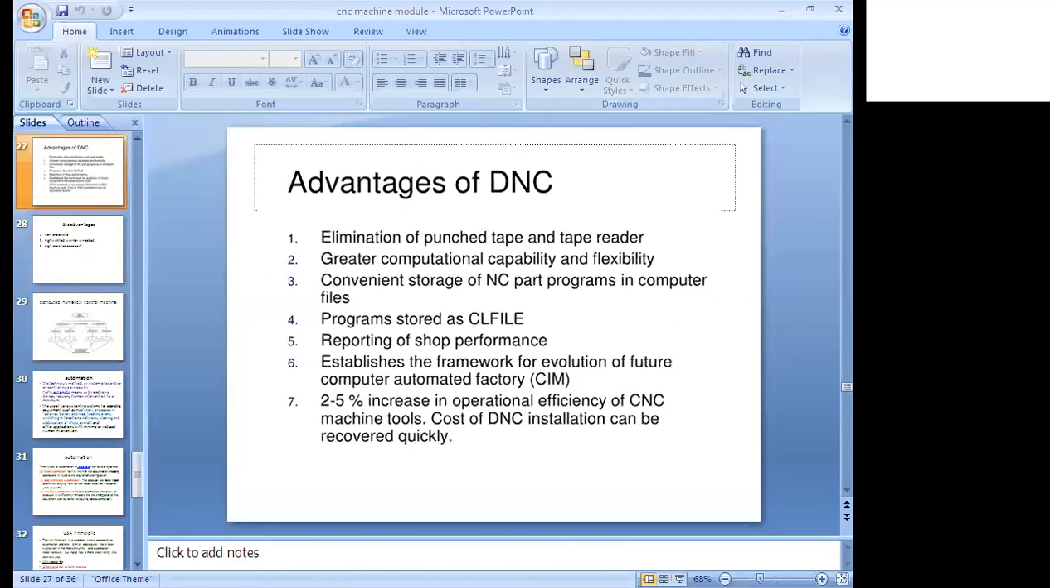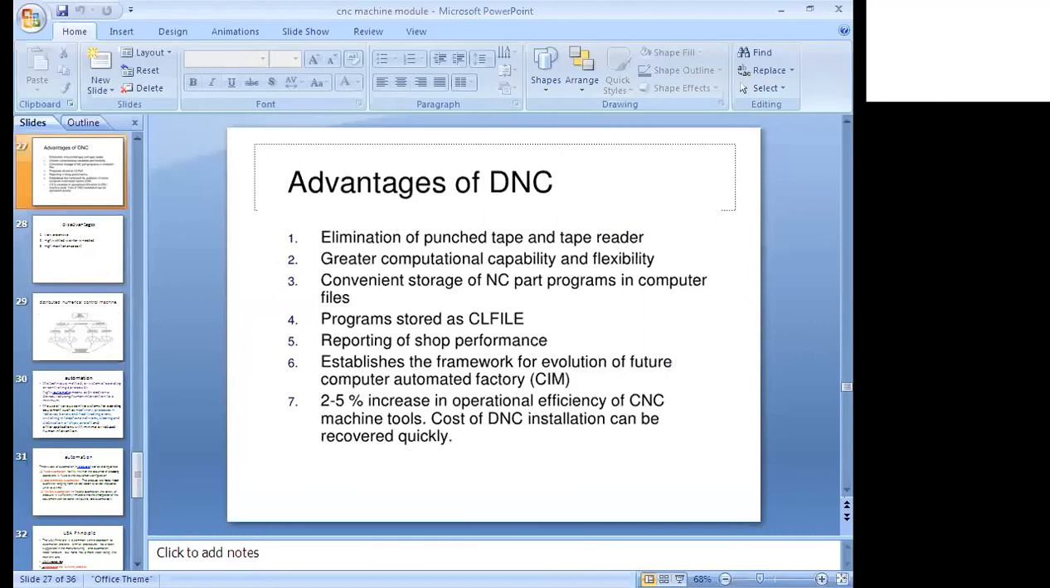And the third one is convenient storage of NC part programs as computer files. Here a storage option will be there. If you want a number of operations, n number of programs, they can be stored permanently and used repeatedly. This option is there in DNC, but it is not there in the lathe machine as well as in the NC machine. So this is the main advantage of the DNC machine.